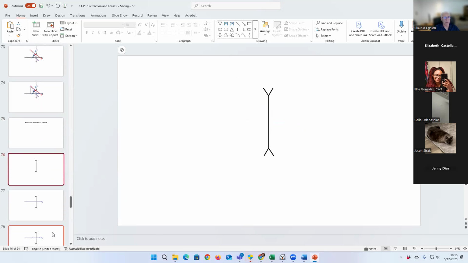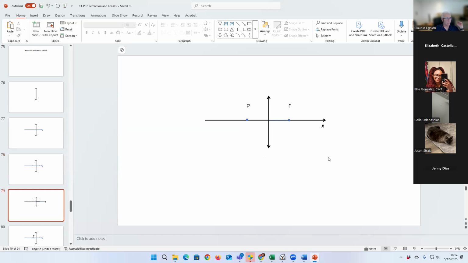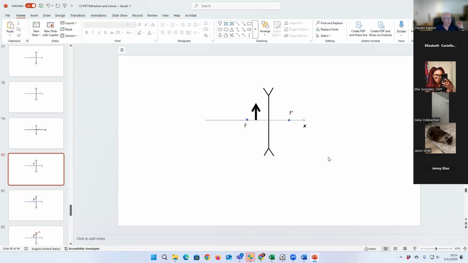Here's the illustration of my spherical lens. Main axis, focal point. Now the regular focal point is going to be on the left side, right? The image of the focal point is F prime. Compare that with the positive lens. We can put the object, let's say, between the focal point and the lens and start drawing our light rays.